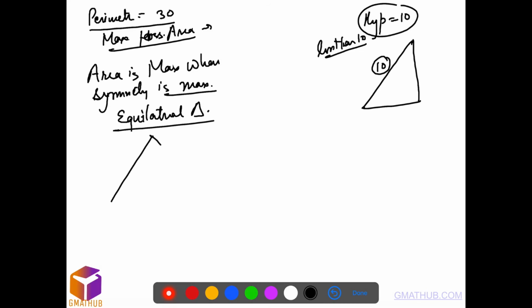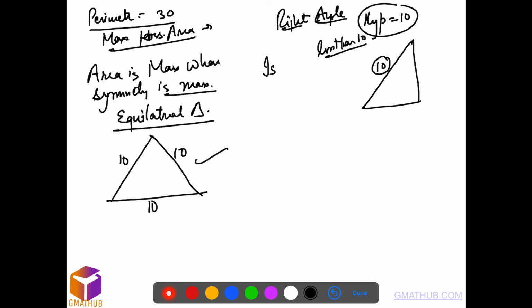So perimeter is 30, so all sides equal 10, 10, 10. We can calculate area in this case. That will be the maximum area. But here we have a right angle triangle that's given in the question. So it cannot become equilateral. The maximum symmetry we can have is this being isosceles.